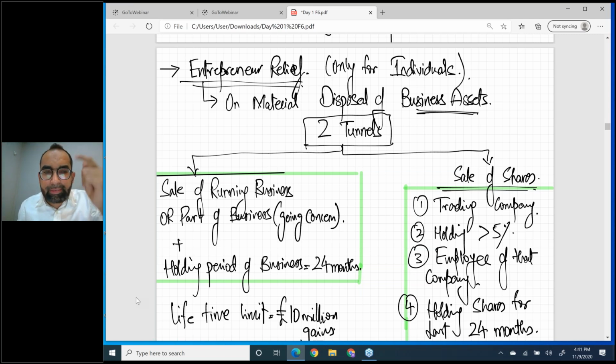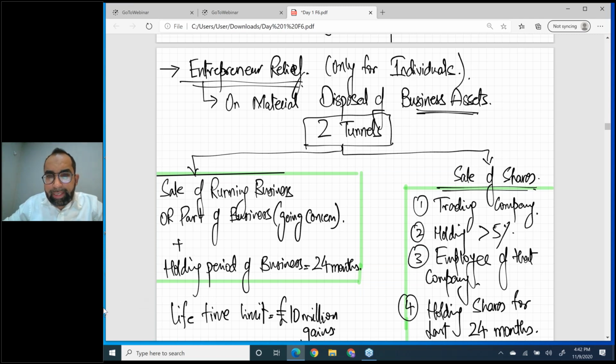The first slide is very easy: sale of a running business or part of a running business. See the words running business. You just sold your running business, plus the holding period of the business is at least 24 months. That means your period of ownership for that business must be 24 months. If you satisfy these two conditions, you are eligible for entrepreneur relief. Then the gains on this transaction will be qualifying gains.